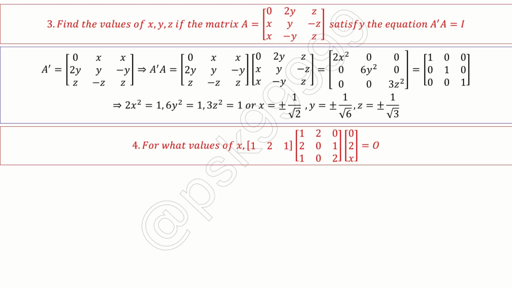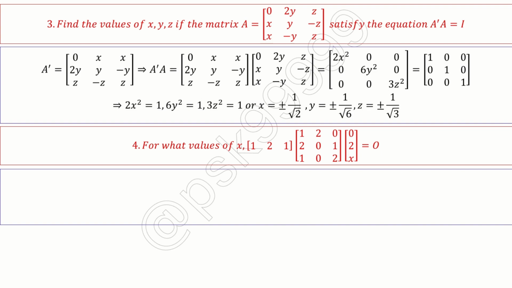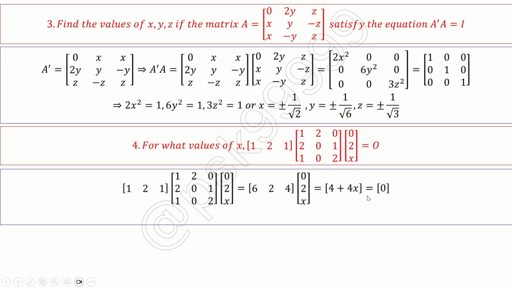Okay. For what values of x is this matrix into this matrix equal to 0? So just do it step by step. First do the ones without variables. So this one you will get 6 to 4. Then into this third matrix, which gives 4 plus 4x equal to 0, which means x is equal to minus 1. Okay. Simple.